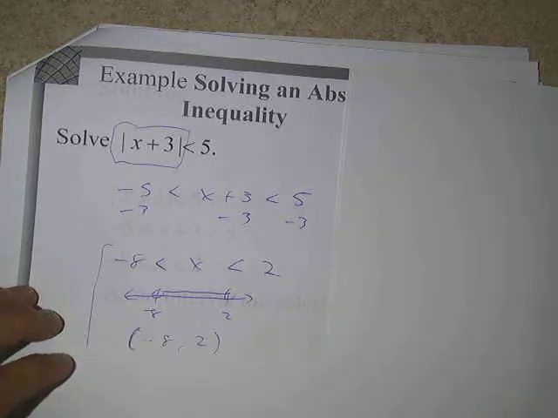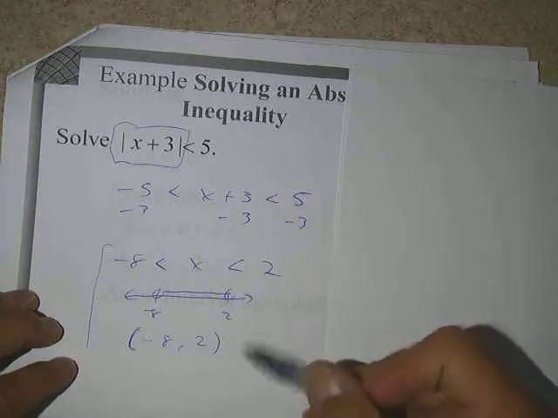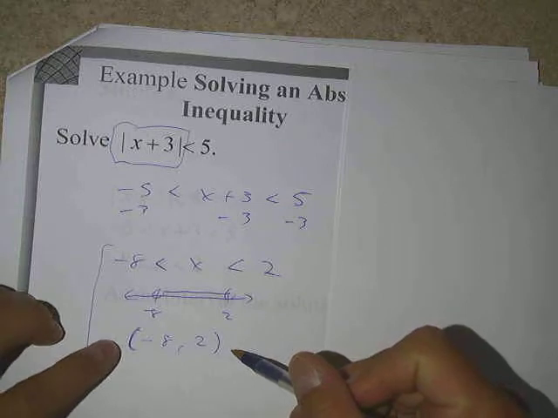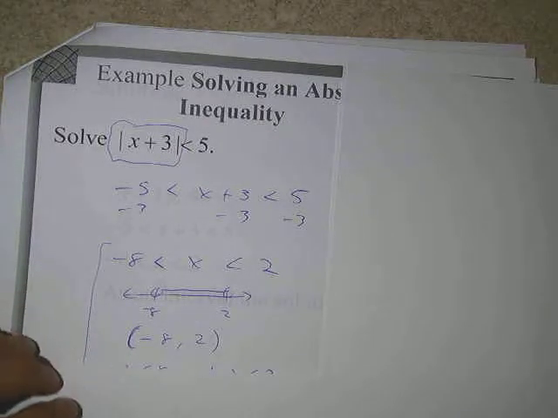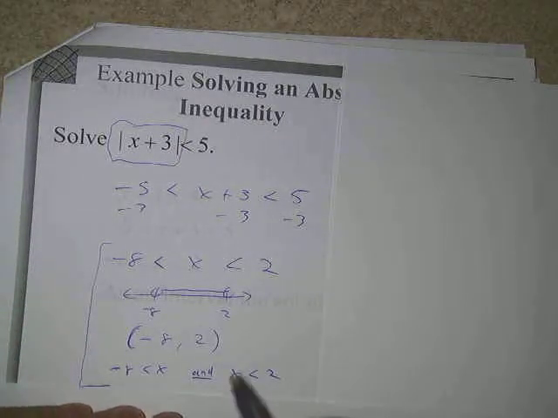If we were to graph that answer, we'd have -8 to 2, both open circles because it's a less than sign. If we were to put it in interval notation, this is what the solution would look like, because this shows everything between -8 and 2, not including either.